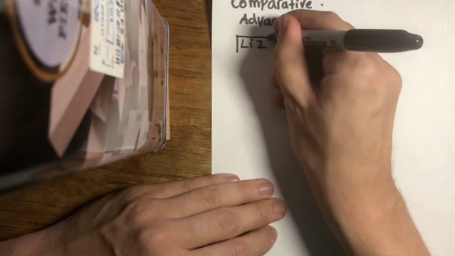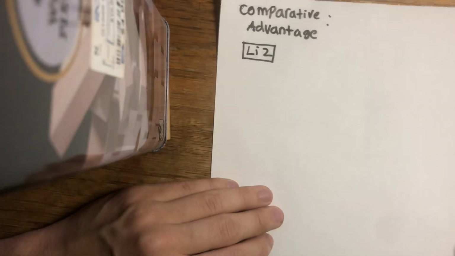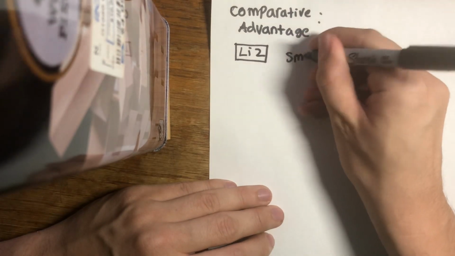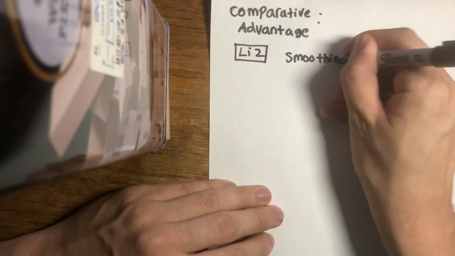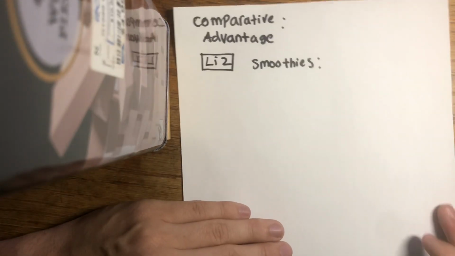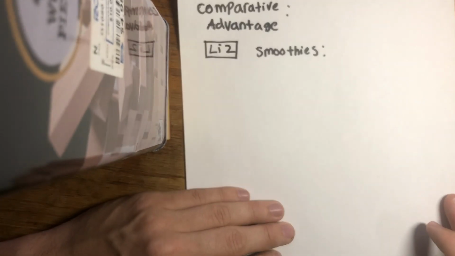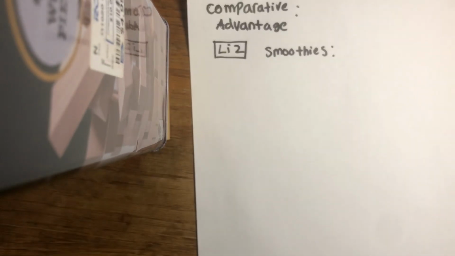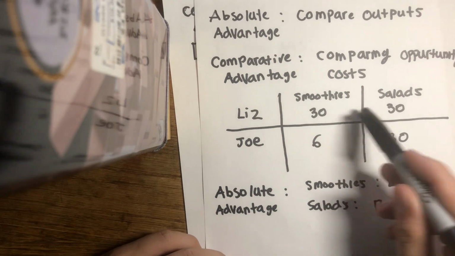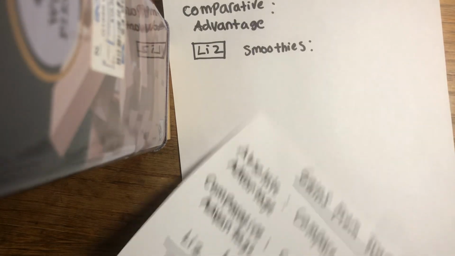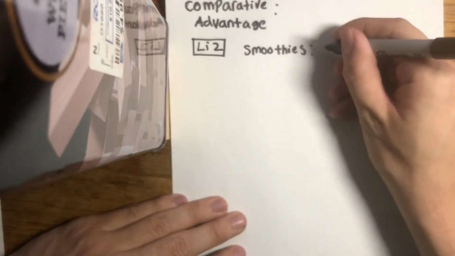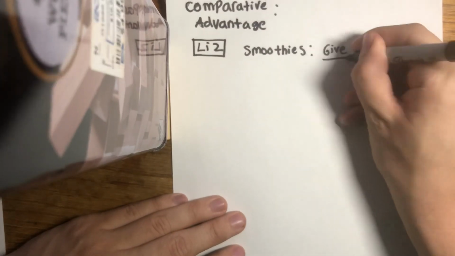Now, we have Liz, and we have two different goods. The first good we have is smoothies. So what is the comparative advantage with regards to smoothies for her? Well, as we saw last time, the values are as follows, 30 and 30. How to calculate comparative advantage is simply rise over run, or the ratio I love using is what you give up and what you get in return.